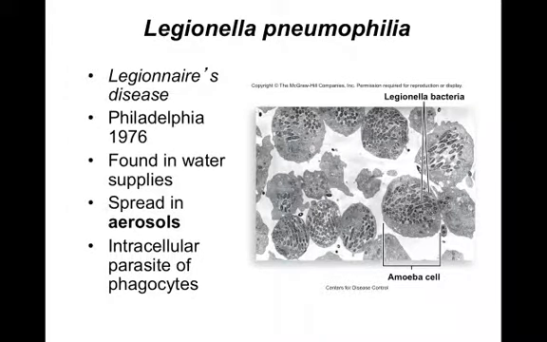Legionella pneumophila, also known as Legionnaire's disease. It was first described in 1976 in Philadelphia. It's called Legionnaire's disease because the disease actually broke out in a meeting of legionnaires. Legionnaire is kind of an old school term for a diplomat, I guess, in the area. And basically it was found in the water supplies, primarily in the AC ducts at the conference in Philadelphia.